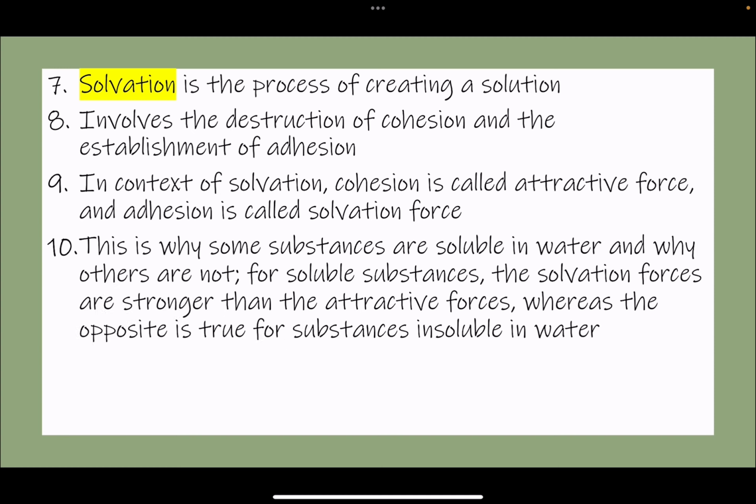When a solute has a high solubility in a specific solvent, we can conclude that the solvation force is stronger than the attractive force. In other words, solute molecules would rather adhere to solvent molecules than to their fellow solute molecules. For something to be soluble in, say, water, means that the solute molecules have a stronger attraction to the water molecules than they do to their fellow solute molecules. This is the principle that determines whether or not a given solute is soluble in a given solvent.